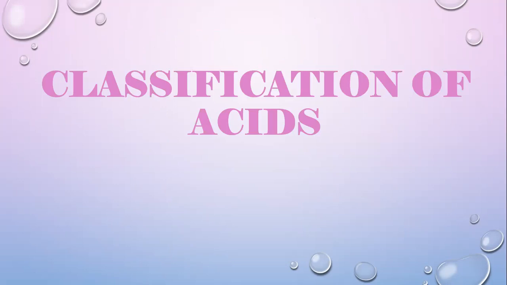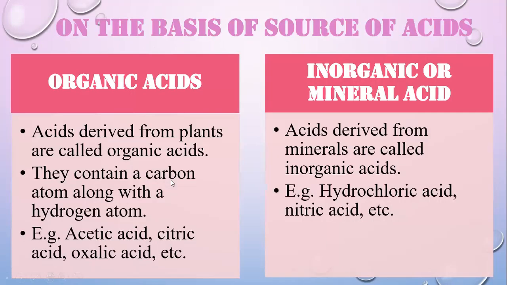Now we will move into the classification of acids. What are the different ways in which we can classify acids? So the first classification is based on the source of acids. Where do we get the acids from? So on the basis of source of acids, acids are classified as organic acids and inorganic or mineral acids. So what are organic acids? Acids derived from plants are called organic acids.